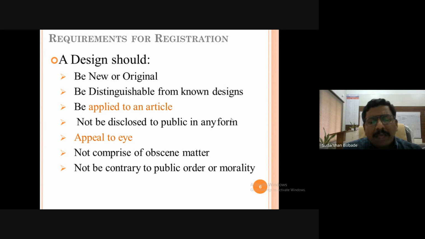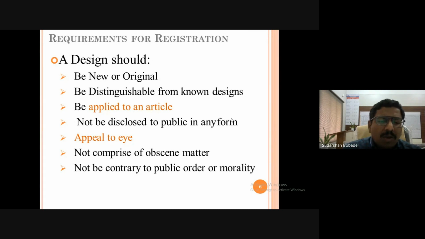Next one, not comprise of the obscene matter. Generally, if we are adding something extra which is already granted in someone else's name, that particular object we are unable to add with our own concept. So that is the meaning of this.